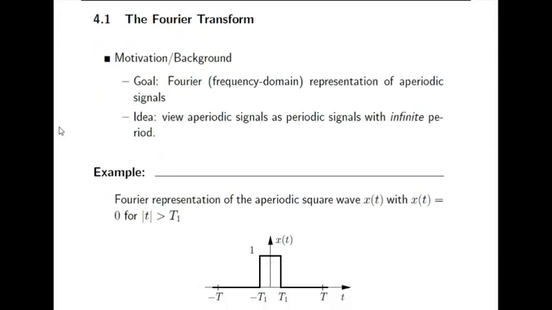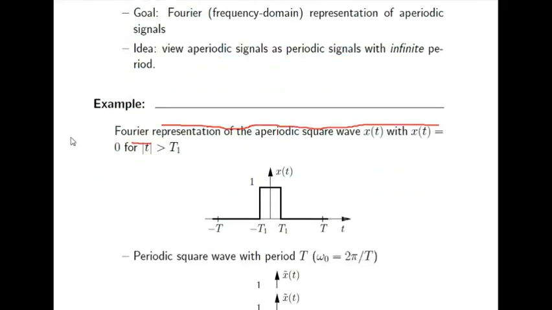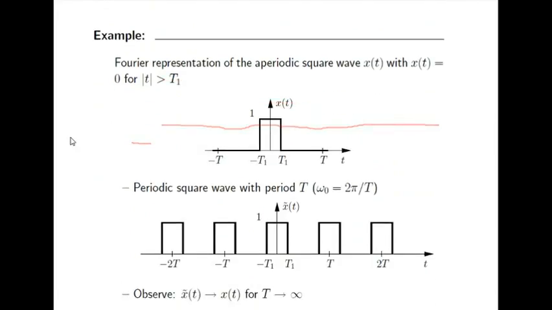So what is Fourier transform? It is a frequency domain representation of aperiodic signals, and to do this what we are trying to do is think of aperiodic signals as periodic signals with infinite period. So now let's see with an example.